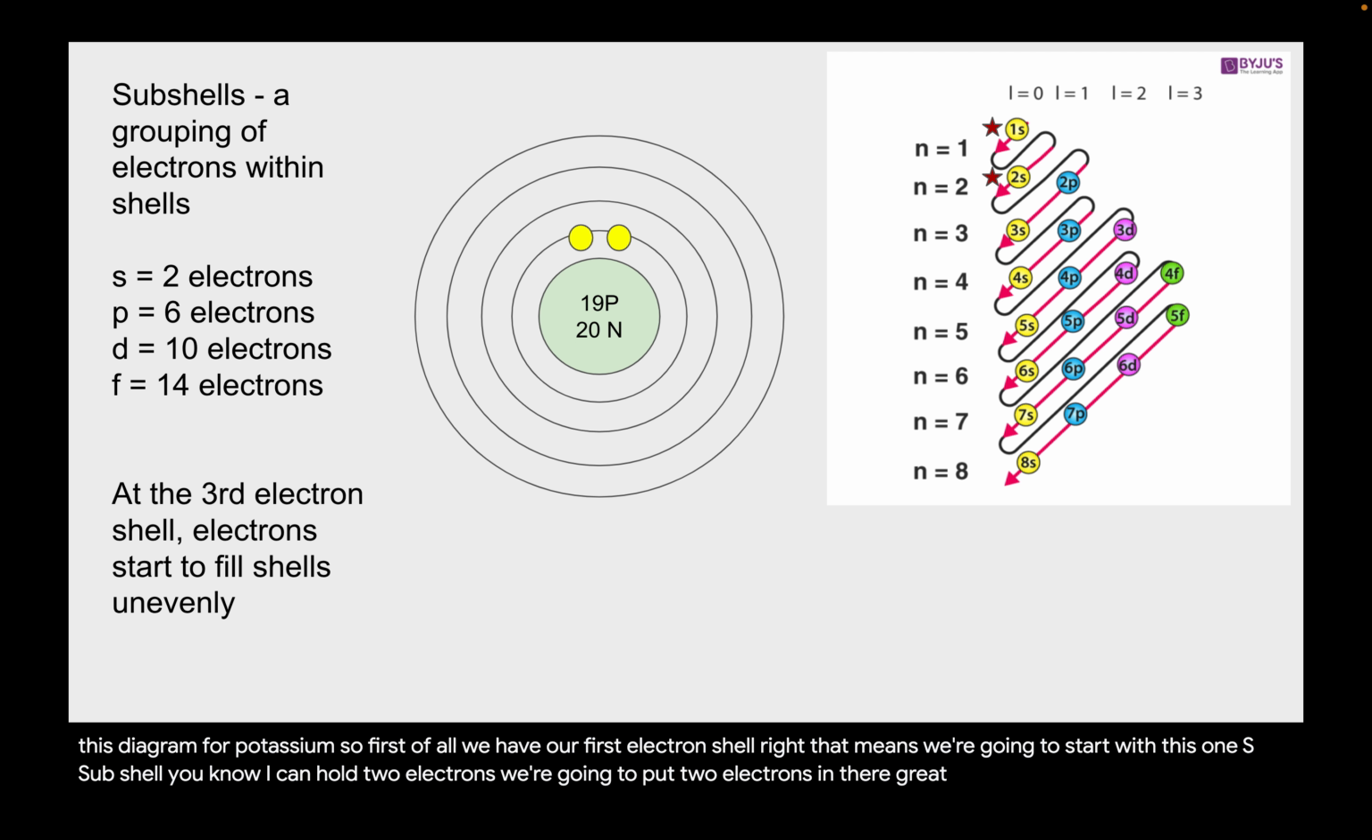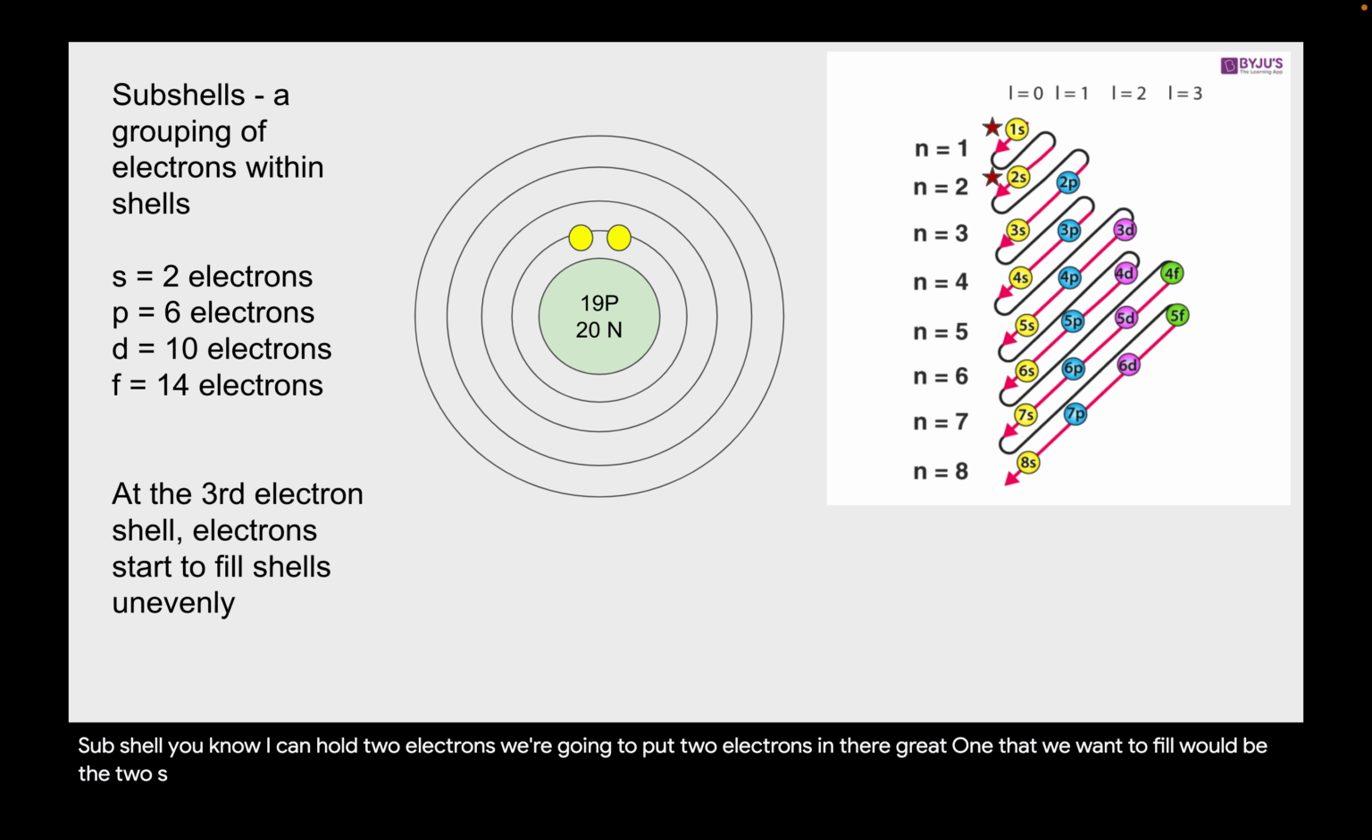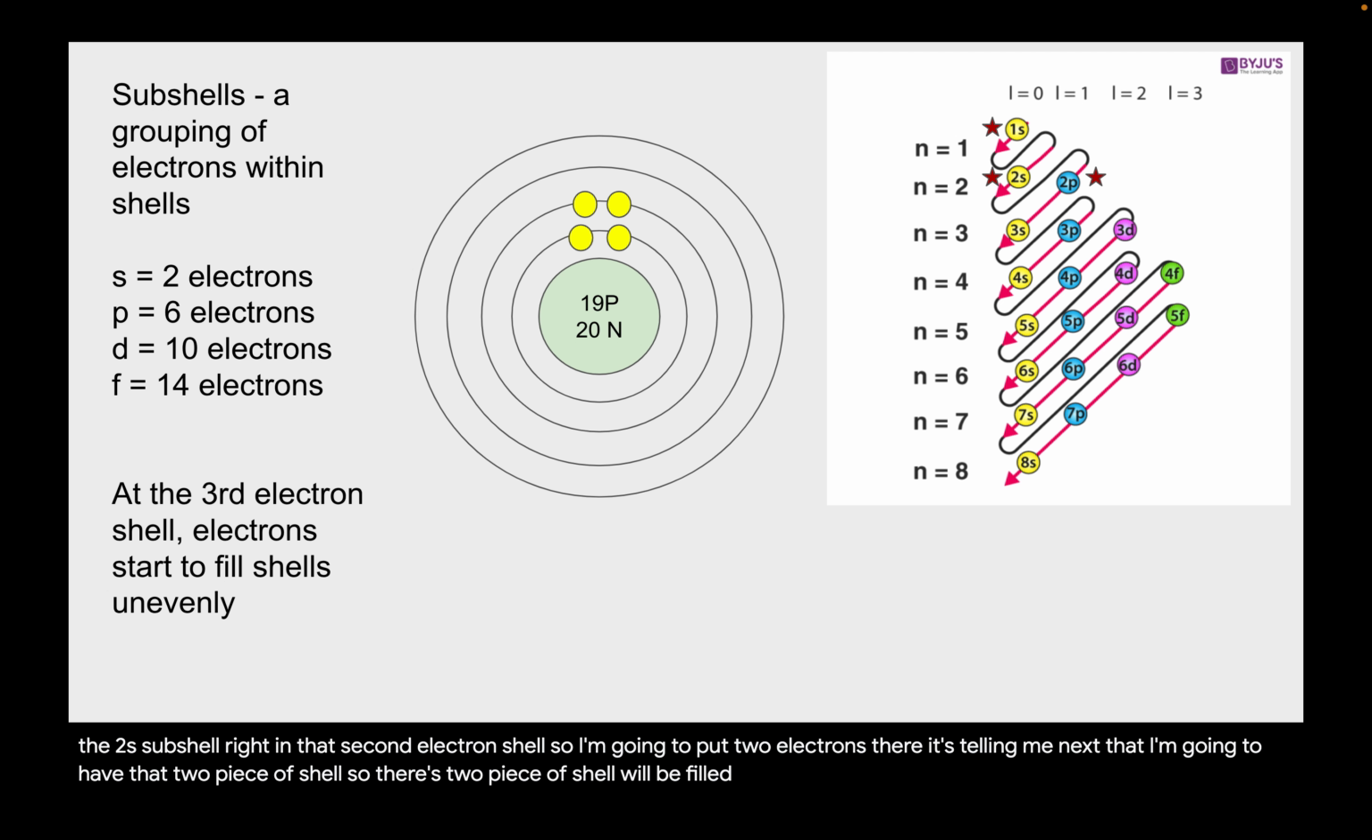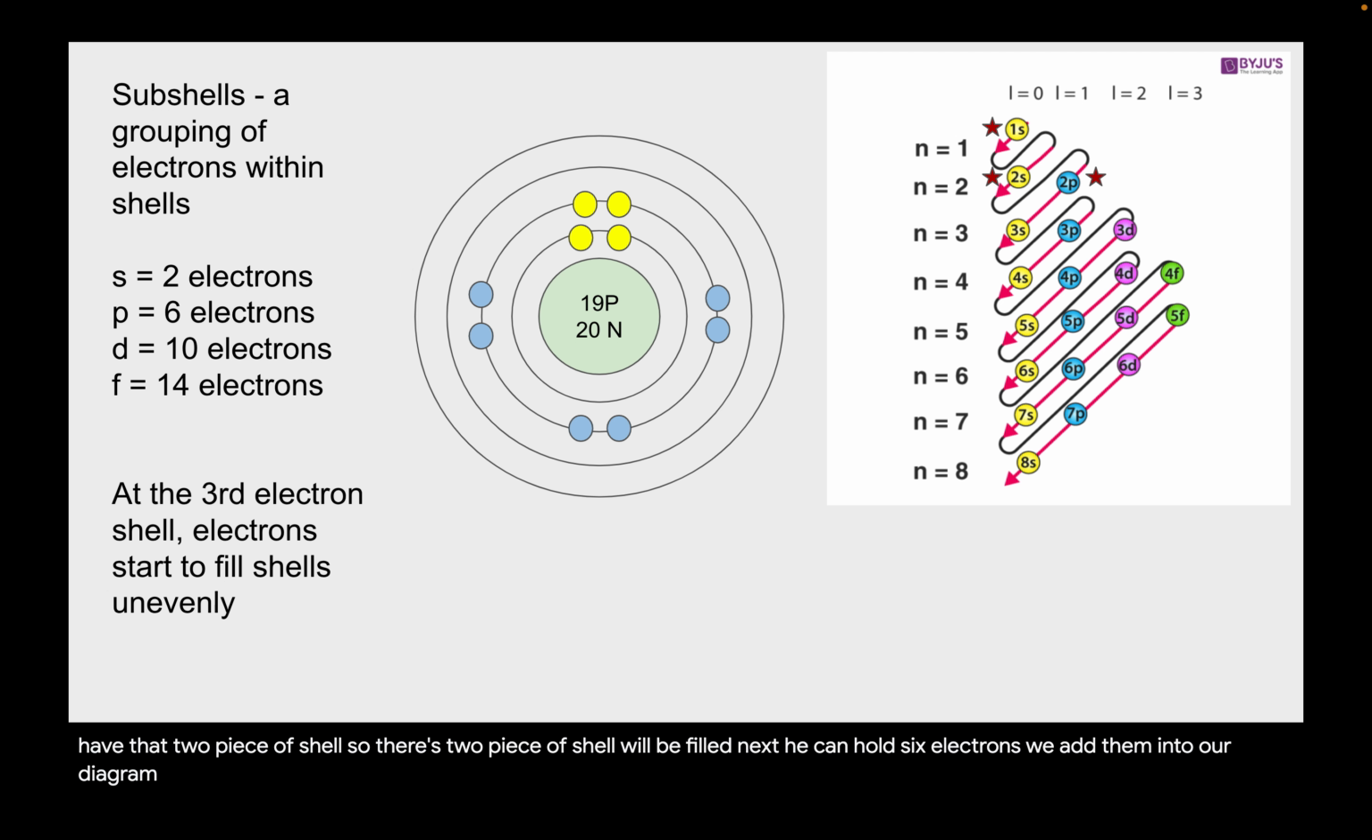All right, the next one that we want to fill would be the 2s, right? There it goes. The 2s subshell, right, in that second electron shell. So I'm going to put 2 electrons there. Right? It's telling me next that I'm going to have that 2p subshell. So this 2p subshell will be filled next. P can hold 6 electrons. We add them into our diagram. There it goes. We see that we have successfully filled up the second shell. Great. Nothing new so far.